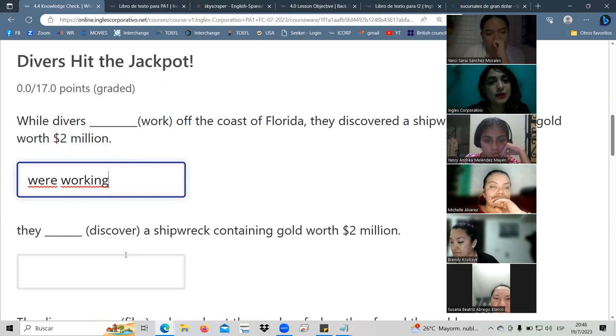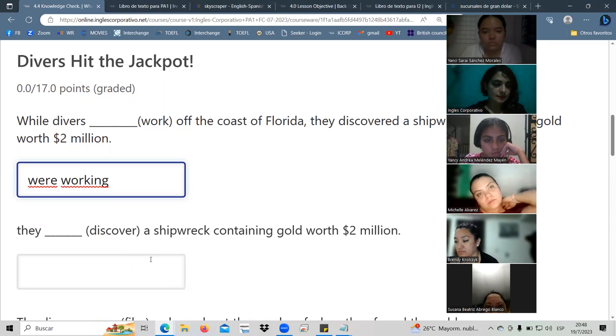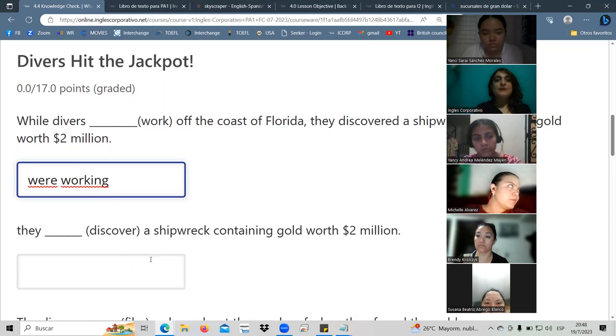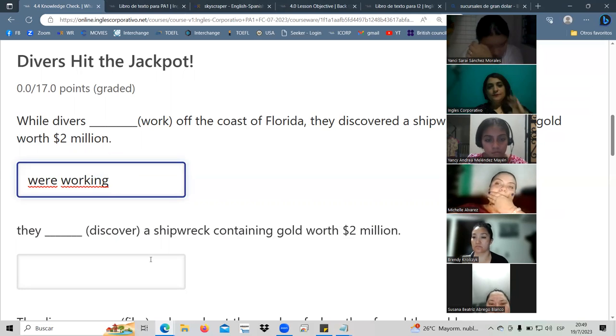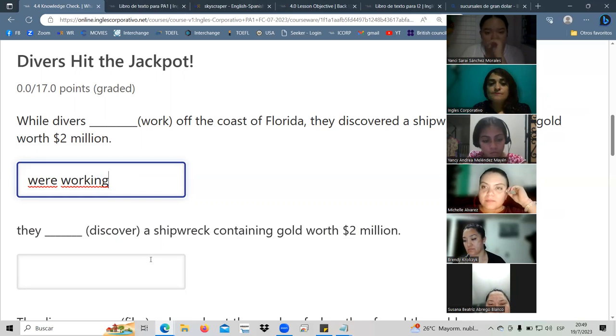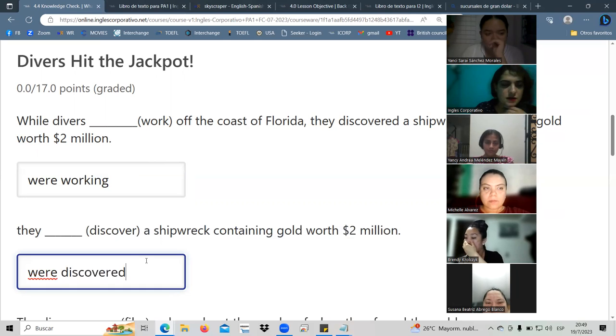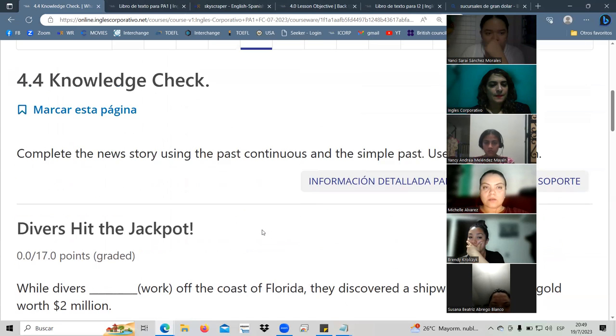Okay. So, the second. We're working. Jamie, vamos a preguntarle a Jamie. Y después a Michelle. They were. Ajá. Covered. Were discovered, así. Discover. Yes. Discovering. ING. Shipwreck. Okay. They were discovering a shipwreck containing gold worth $2 million.